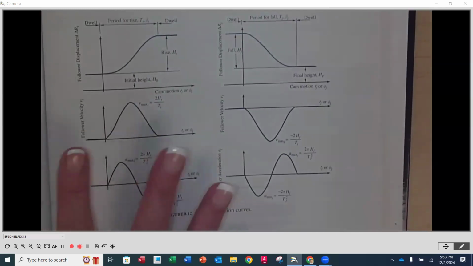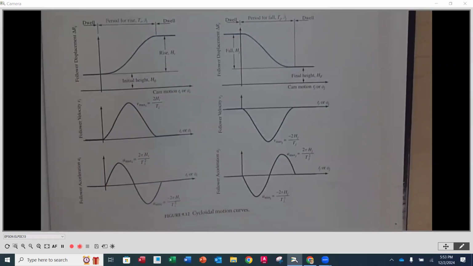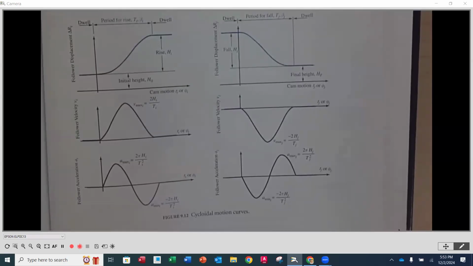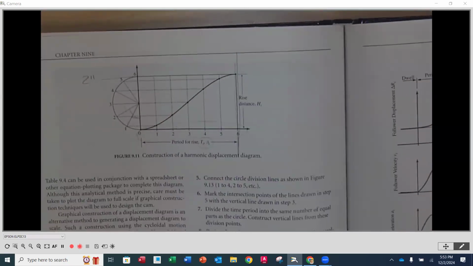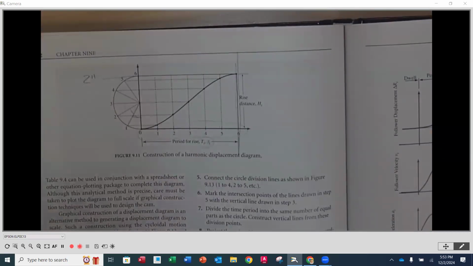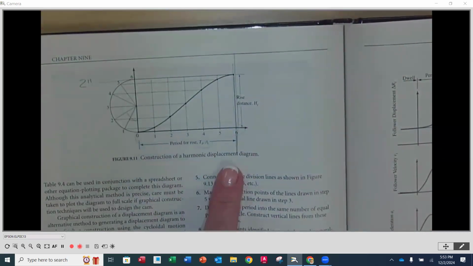Now, these are the profiles that we would see on the displacement diagram for where they're located, but how do we construct these? Okay. So when we look at construction, I'm going to go back to the harmonic motion. This on the top of page 232 is going to be the construction of harmonic motion displacement. Okay. So how do we do this? Well, we're going to determine where along our displacement diagram this motion is occurring.